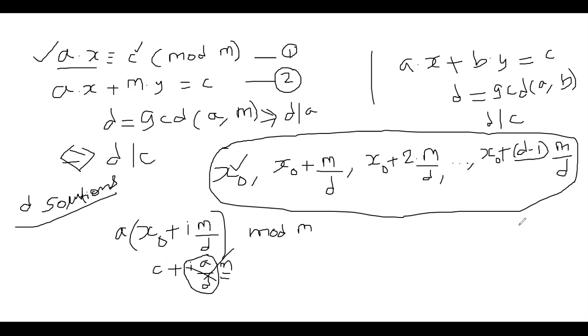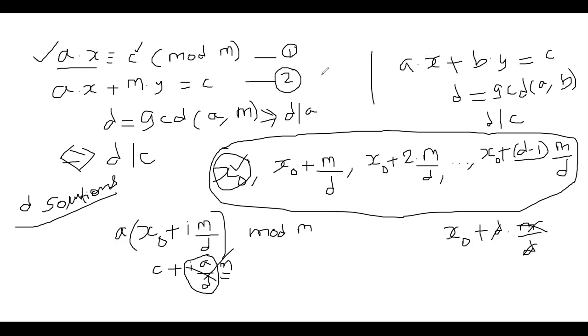Okay, so why did I stop at D minus 1 times M by D? Why didn't I continue? Let's say I added one more solution, plus D times M by D. Well, D and D will cancel out, and what will we get? We get x0 plus M, which is the same as x0 in mod M, because M will also cancel out in mod M. So we are back to x0. Okay, so that's basically it. If the congruence 1 has a solution, there are D solutions. Otherwise, there are no solutions.